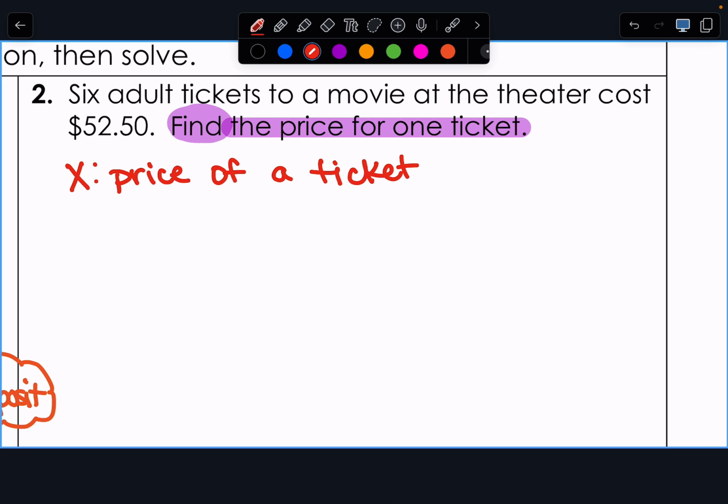How about you, Carly? I said because there's 6 adult tickets. Per ticket. Why not 7? And what does per mean for the operation? Each. What operation do you remember from that very first day of notes? We wrote a bunch of these words down. It means multiplication.